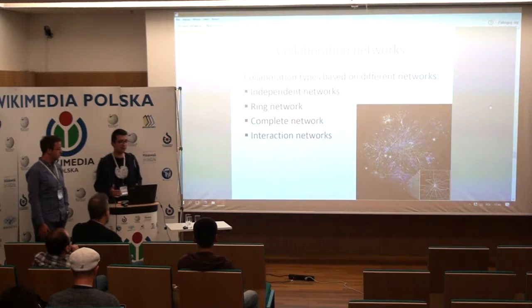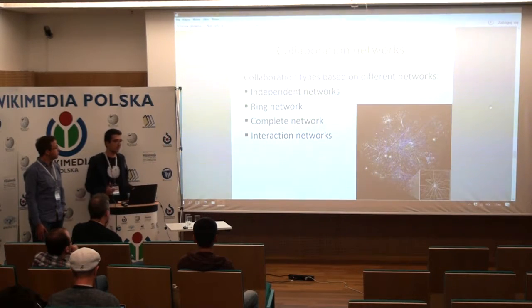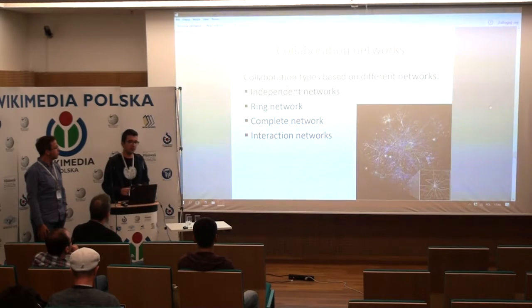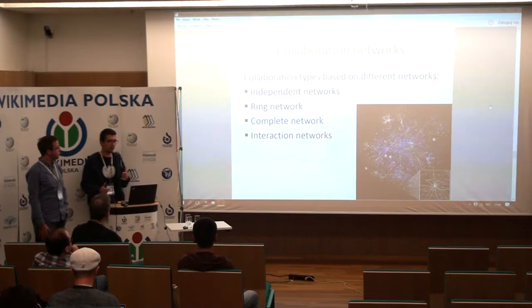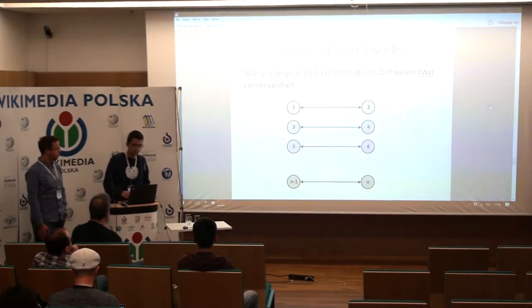The first one is the model of independent networks. The second one is the ring network. The third one is the complete network. And at the end, we have the interaction networks. So let's start with the first one.